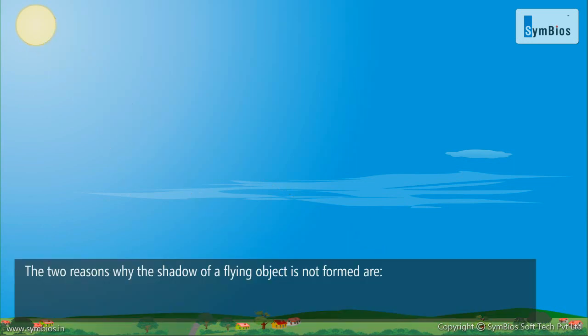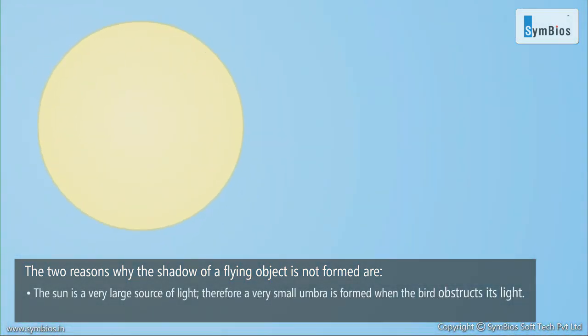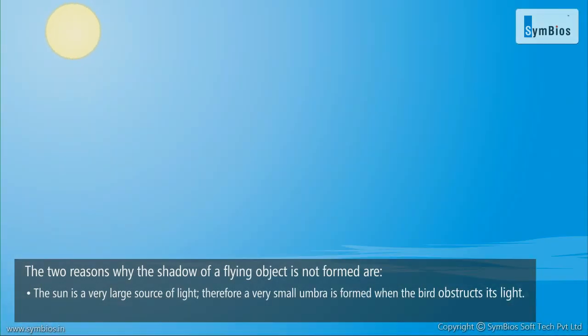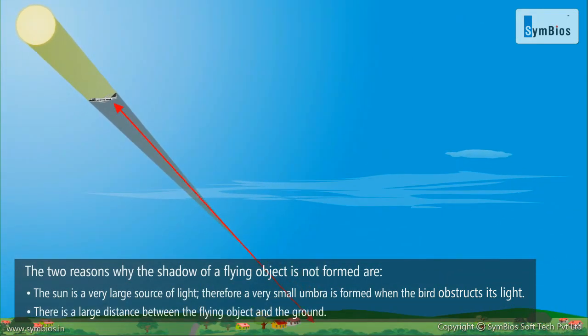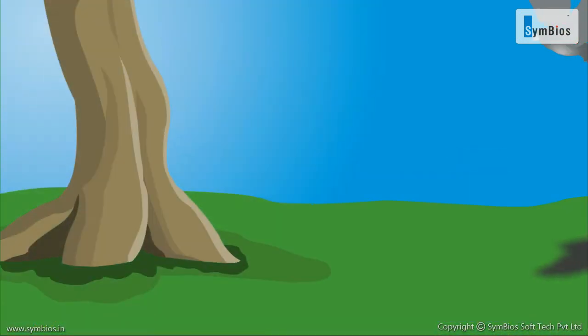The two reasons why the shadow of a flying object is not formed are: the sun is a very large source of light, therefore a very small umbra is formed when the bird obstructs its light; and there is a large distance between the flying object and the ground. On the other hand, if the bird is flying low, for example, at a height of 2 or 3 feet above the ground, the shadow of the bird can be easily visible on the ground.